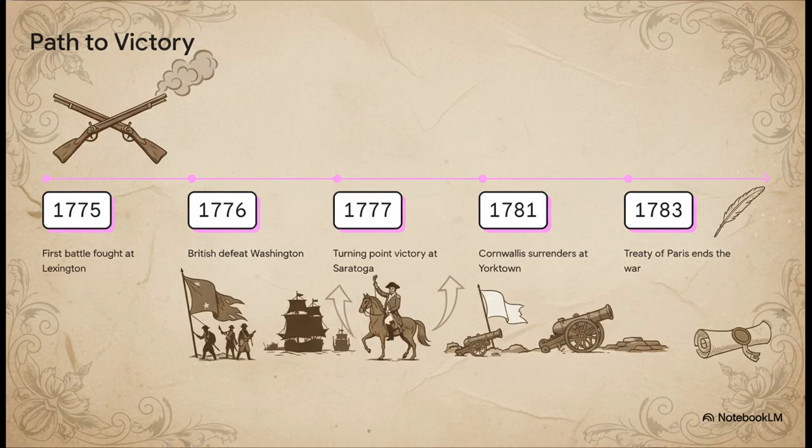As you can see on this timeline, after the initial clash with the colonial militia at Lexington back in 1775, things were looking pretty grim. In 1776, British forces handed Commander-in-Chief George Washington a tough defeat at the Battle of Long Island. But Washington's incredible resilience held the army together. By 1781, the tides had shifted completely, culminating in British General Cornwallis surrendering at Yorktown and the war officially ending with the Treaty of Paris in 1783.